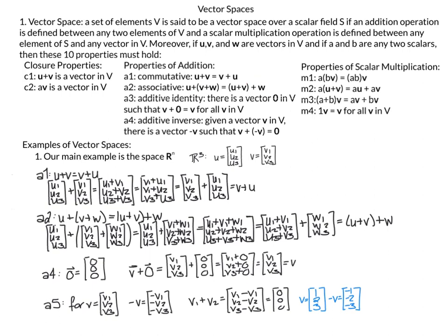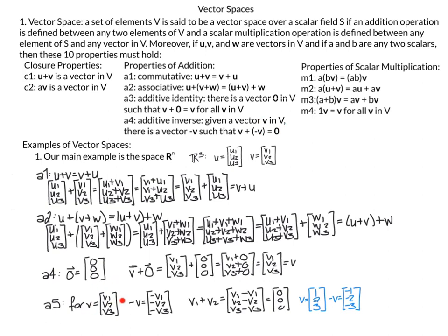So that's the associative property. Now I need to show there's an additive identity. I need to show a 0 vector such that V plus the 0 vector is equal to V. So my 0 vector in R3 is the vector 0, 0, 0. When I add V to my 0 vector, I get V1 plus 0, V2 plus 0, V3 plus 0, but that's just equal to V. So I've shown that R3 does have a 0 vector. Next, I need to show every vector V has an additive inverse such that when I add V to its inverse, I get 0.